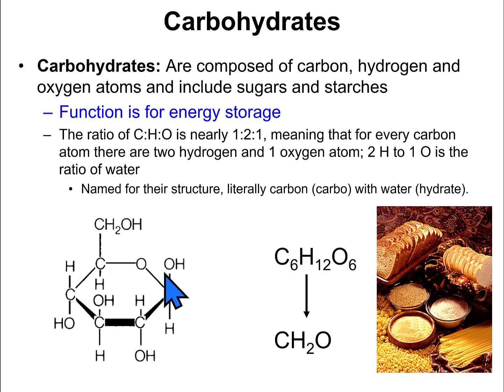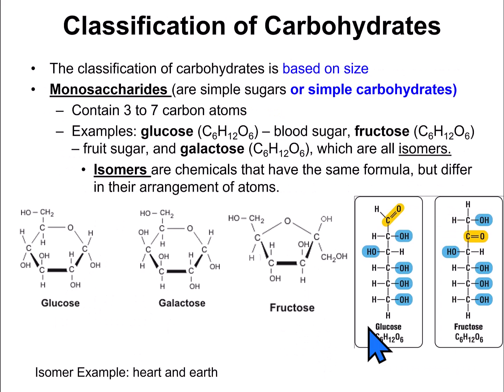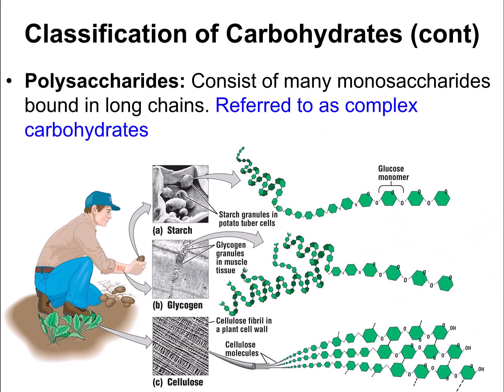If you look at a typical carbohydrate like this right here, C6H12O6, that's the ratio of carbon to hydrogen and oxygen. And if you reduce this down, you have 1 carbon to 2 hydrogens to 1 oxygen. Basically, you have carbon hydrated with water, hence the name carbohydrate. When you look at the classification of carbohydrates, the classification is based on size. We're going to see that there are monosaccharides, disaccharides, and polysaccharides.